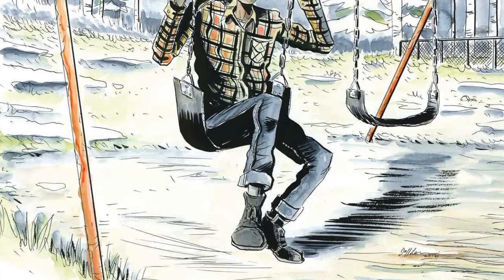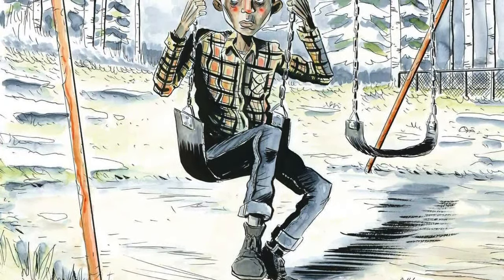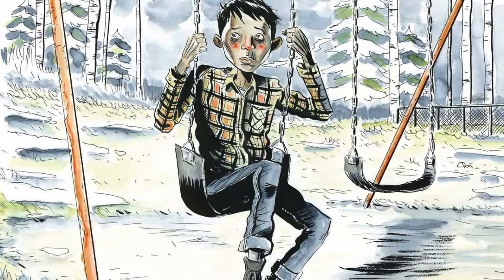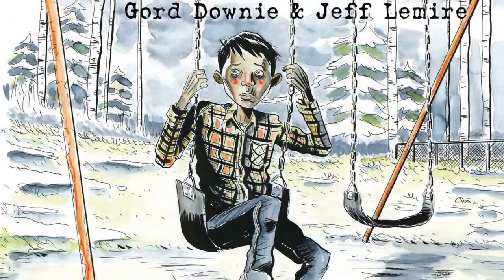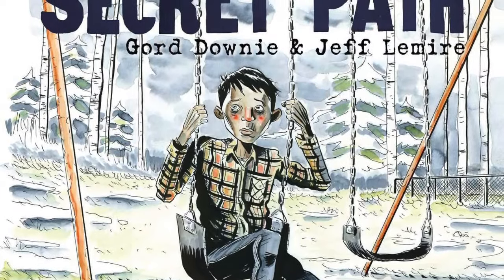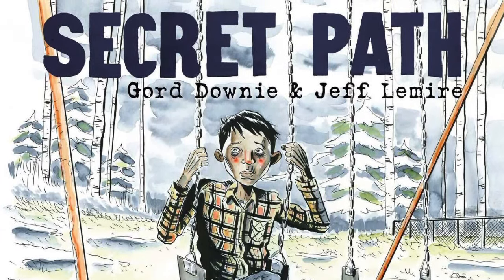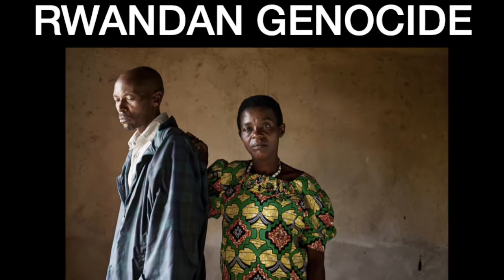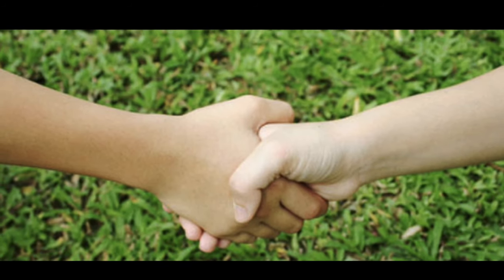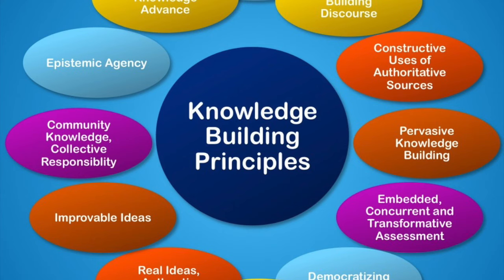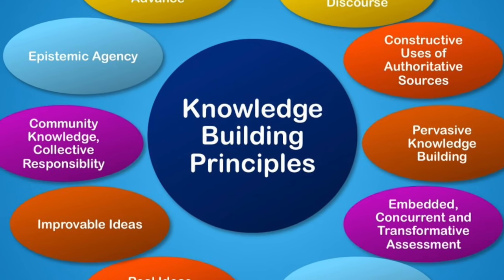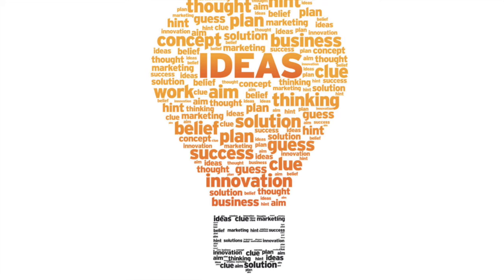This lesson is one I've used in my grade 9 essential stream. It's one of the first lessons of a unit that involves studying the graphic novel The Secret Path by Gord Downie and Jeff Lemire. As the unit progresses, we begin a study on reconciliation where we examine global, national, and personal examples of reconciliation.